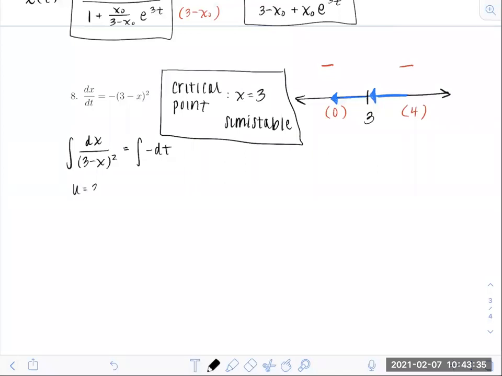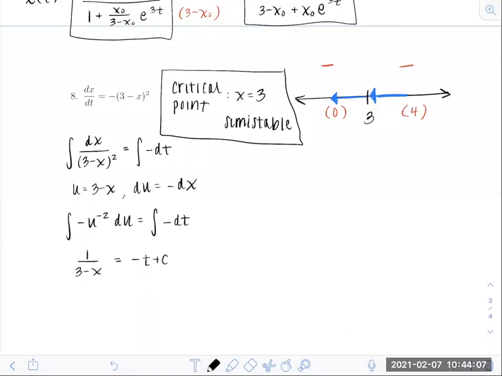So u equals 3 minus x. du is a negative dx. And so what we get is a negative u to the negative 2 du equals the integral of negative dt. All right, so I'm going to use the power rule. That becomes a -1, divide by -1. I get a u to the -1, which is 1 over 3 minus x. And this equals negative t plus c.